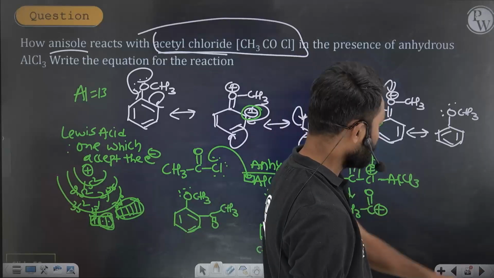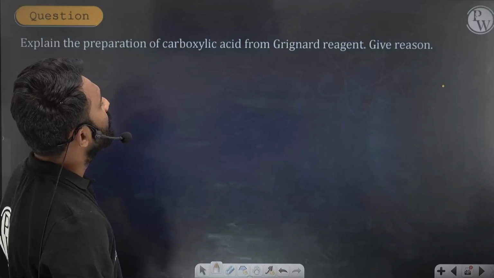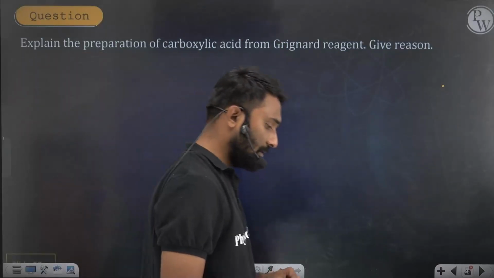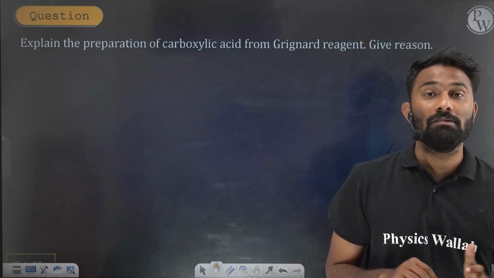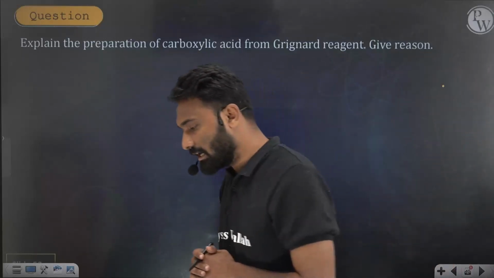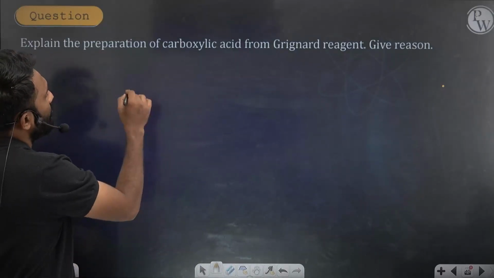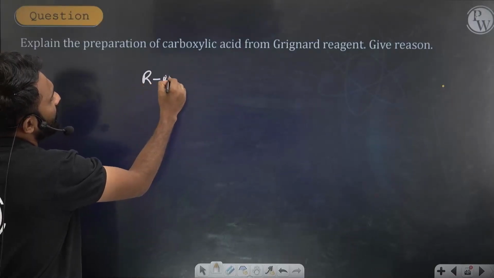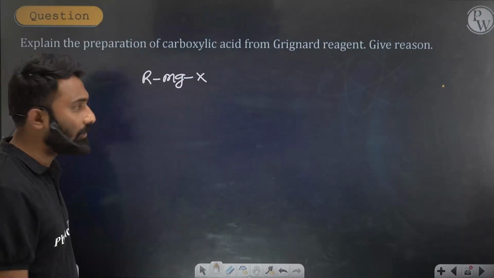Next question. Explain the preparation of the carboxylic acid from the Grignard reagent. Give the reason. How can we prepare the carboxylic acid from the Grignard reagent? Look here, the Grignard reagent. What is the Grignard reagent? RMgX. RMgX is the Grignard reagent.